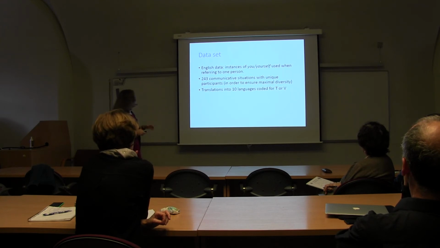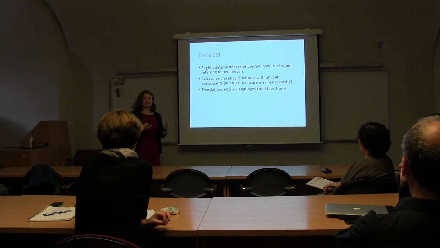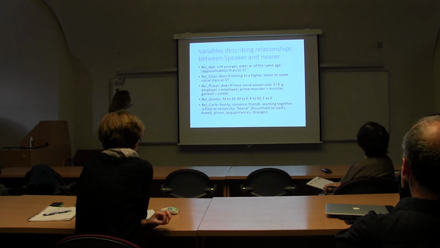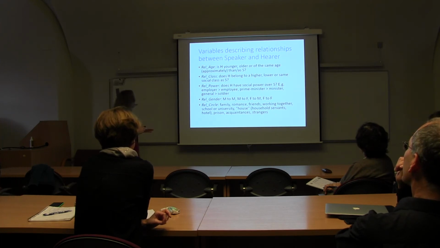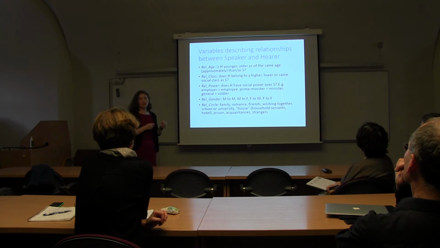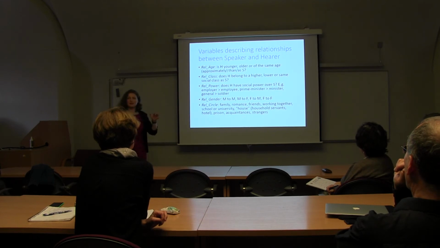And so I found translations into the above mentioned 10 languages, and I coded them for T or V, whether a T or V form was used. And so there have been a lot of variables. The first and most important group is the relationship between speaker and hearer, kind of dyadic variables. For example, relative age. Is the hearer younger, older, or of the same age as the speaker? Of course I had to make approximate comparisons.